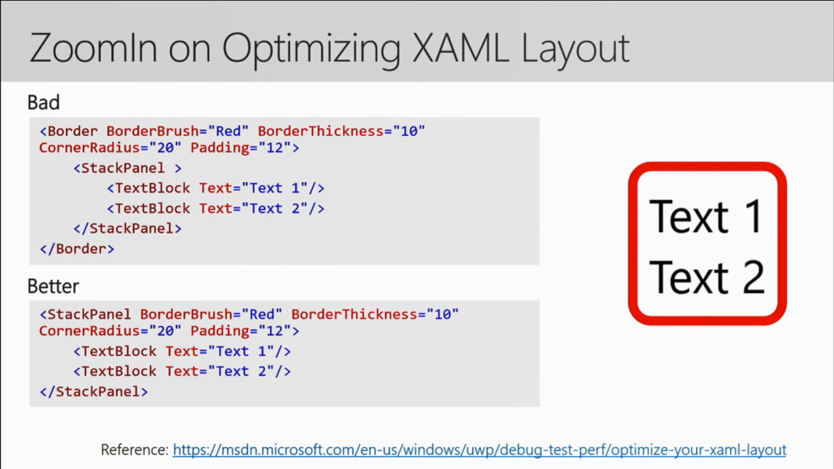Probably not going to be the end of the world to do this. But when we talk about optimizing a layout, we may be talking about just, hey, look, if the stack panel has some border properties, do we really need to create another control just to modify that? So reducing the amount of layout elements every chance you get is really what we're talking about here.